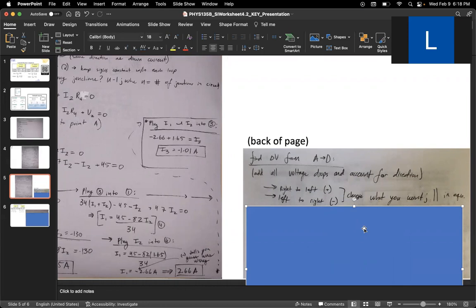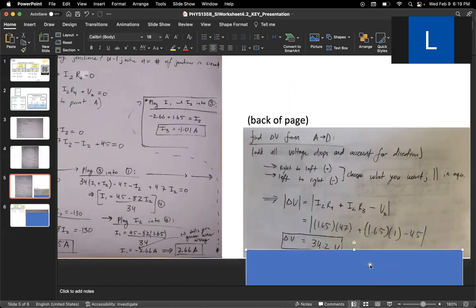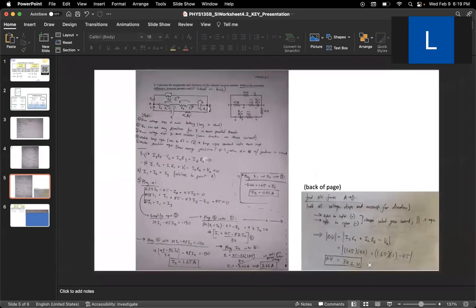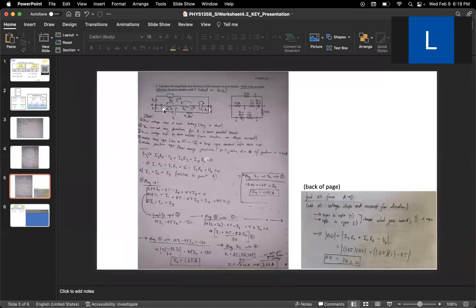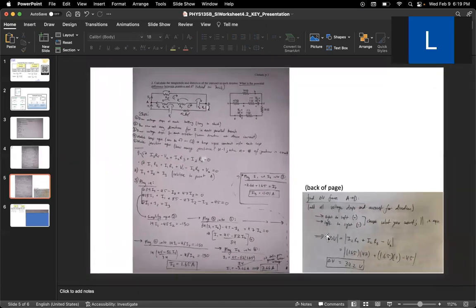Choose whatever you want. The reality is you're going to absolute value the equation, so it doesn't really matter. We can see that delta V here is absolute value I2 R4 plus I2 R3 minus V2. Plug everything in and you get that delta V. And remember, I said from right to left would be positive. So I2 R4 is positive, I2 R3 is positive, and then minus V2. Okay. Let me zoom out. You guys can take a look at that. All right.